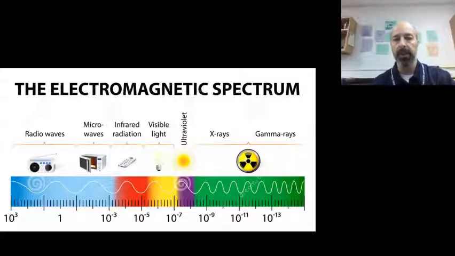All right, this week we're going to be talking about the electromagnetic spectrum. This is something that you're actually probably familiar with a lot of parts of. It includes things like radio waves and X-rays and gamma rays and light and things like that.